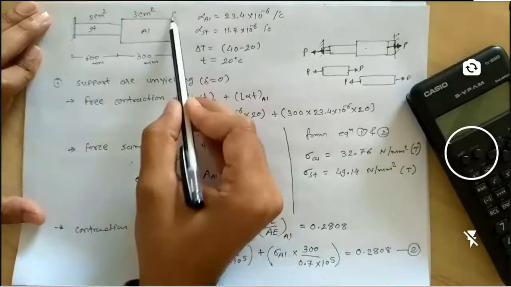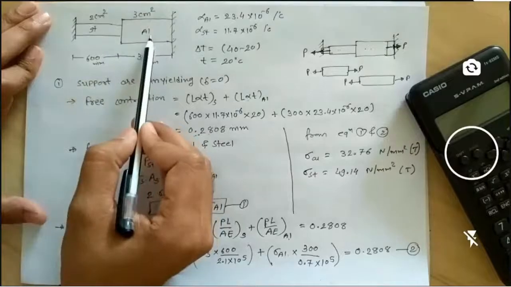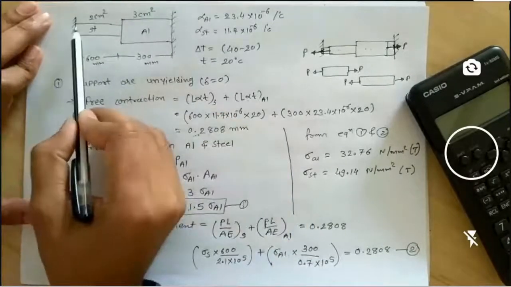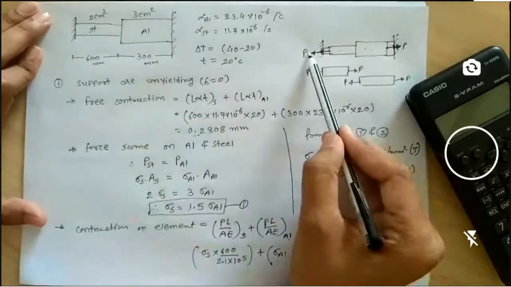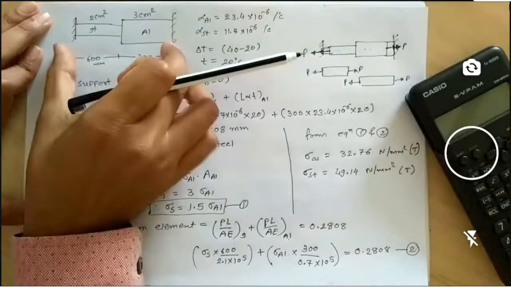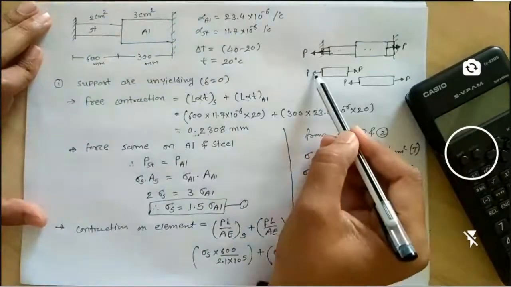But there are supports at both ends, so they cannot allow these contractions. They will try to pull the element and keep it as it is. So they apply a force P on it and try to pull the element back to its original position under the effect of temperature variation. According to this pull force, stresses are generated.